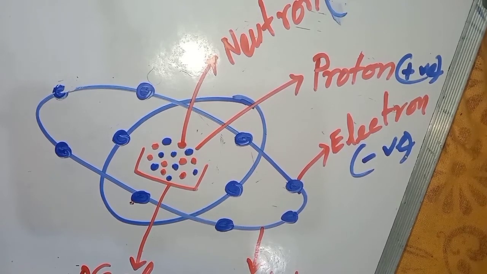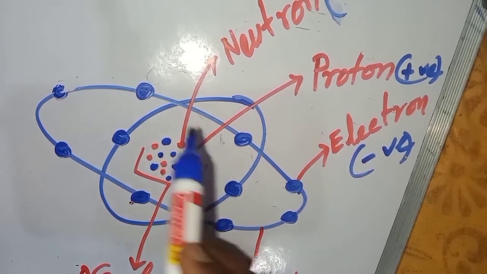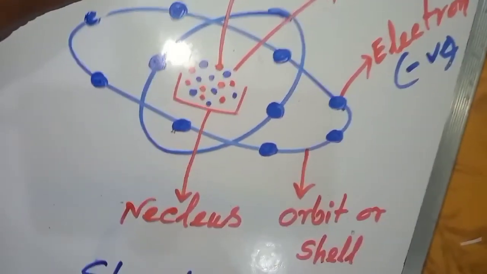Outside of the nucleus, the electrons, negative charge particles, revolve around the nucleus in various fixed paths called orbits or shells. The electrons do not contribute to the mass of the atom. The number of electrons in the atom is equal to the number of protons present in its nucleus. So, the positive and negative charges cancel out, thus making the atom neutral in nature. This is the atomic structure.